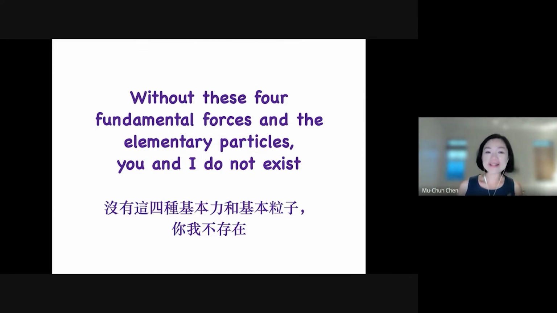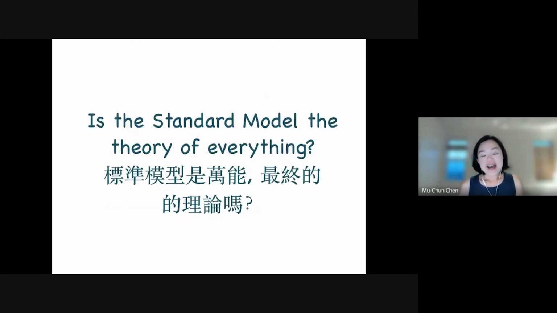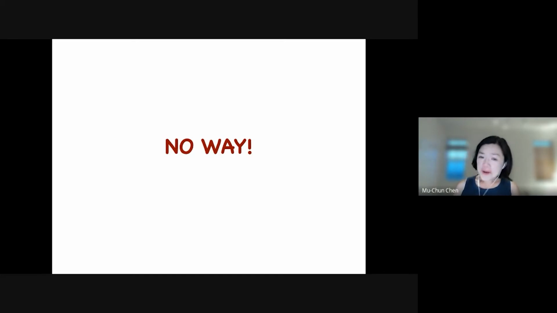So this is important. But you may wonder, now that the Higgs particle is discovered, is the standard model then the theory of everything, right? Whether it can really explain all the phenomena. And the answer is no.